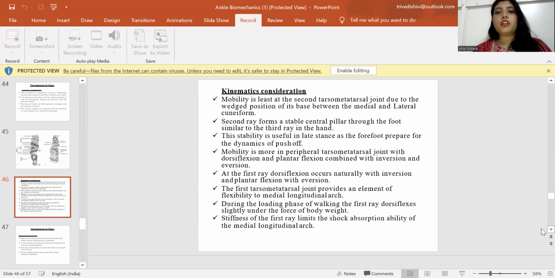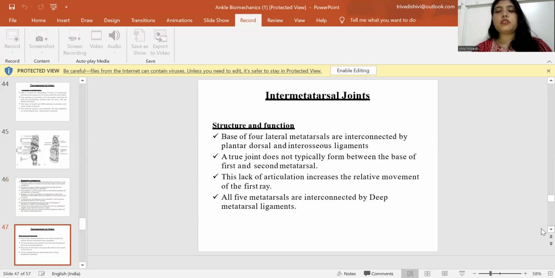Mobility is greater in the peripheral tarsometatarsal joints, with dorsiflexion and plantar flexion combined with inversion and eversion. At the first ray, dorsiflexion occurs naturally with inversion and plantar flexion with eversion. The first tarsometatarsal joint provides an element of flexibility to the medial longitudinal arch. During the loading phase of walking, the first ray dorsiflexes slightly under the force of body weight. The stiffness of the first ray limits the shock absorption ability of the medial longitudinal arch.